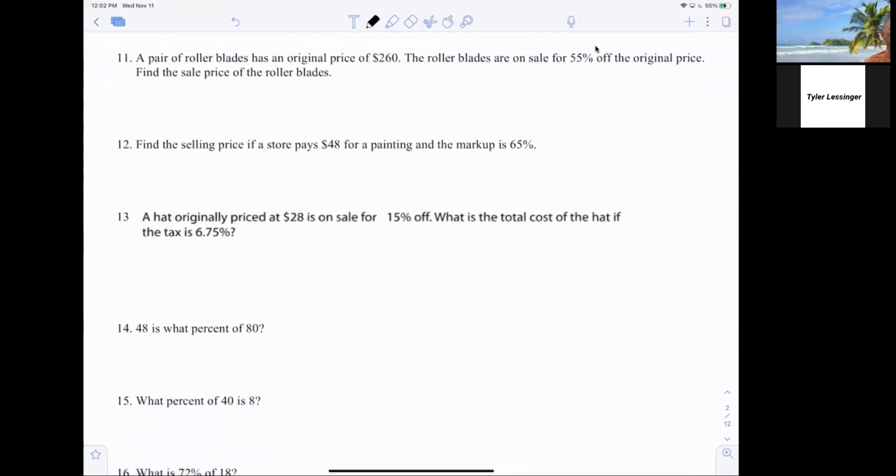A pair of rollerblades is on sale for $260. Now, again, you got to be careful here. The roller blades are on sale 55% off. You see the difference? If it's 55% off, you only have to pay what? So we got to just do 260 times 0.45. So somebody tell me what that is.